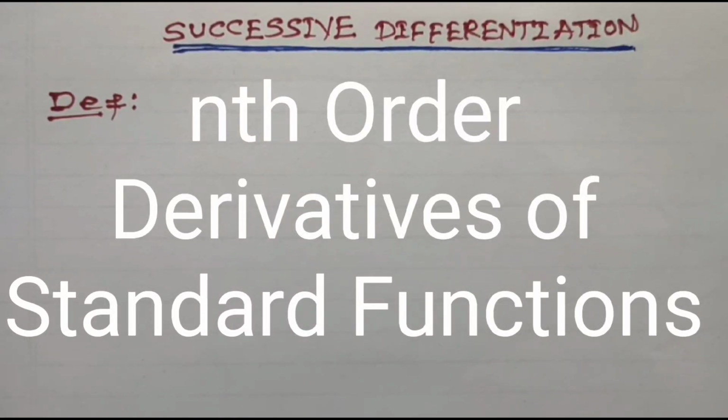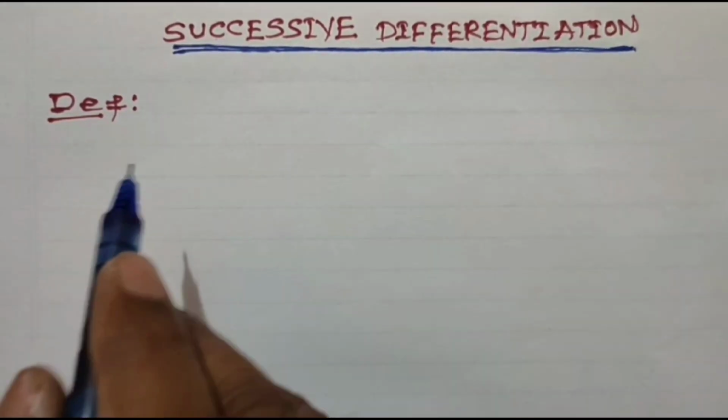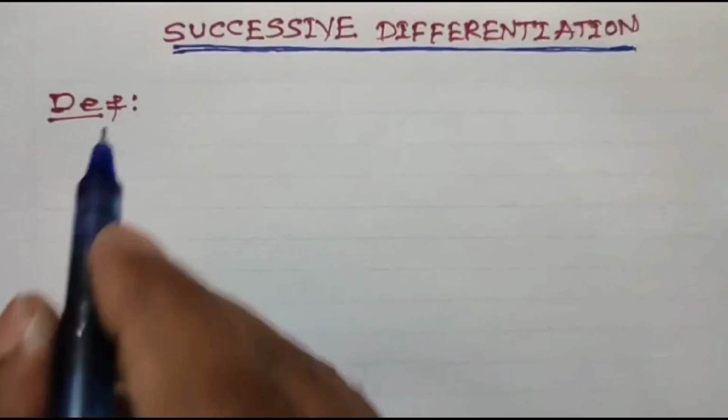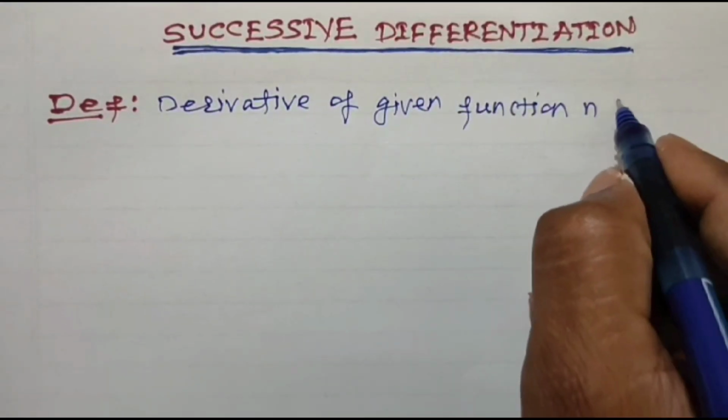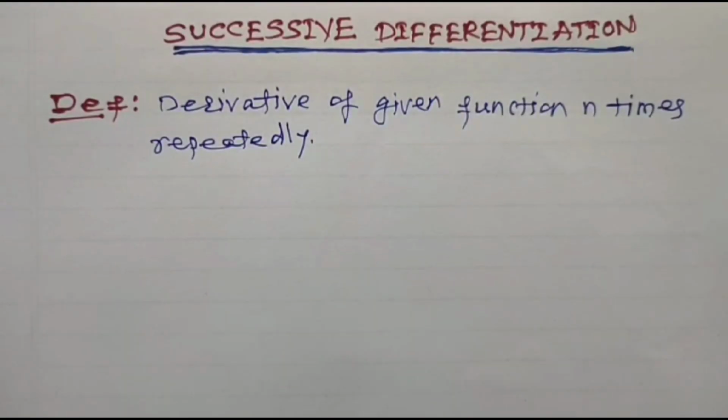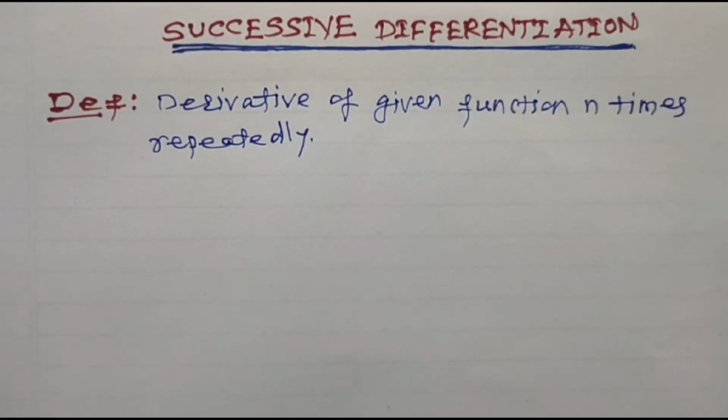Today we are going to study successive differentiation. Successive differentiation is defined as the derivative of a given function n times repeatedly. That is nothing but this process is known as successive differentiation.